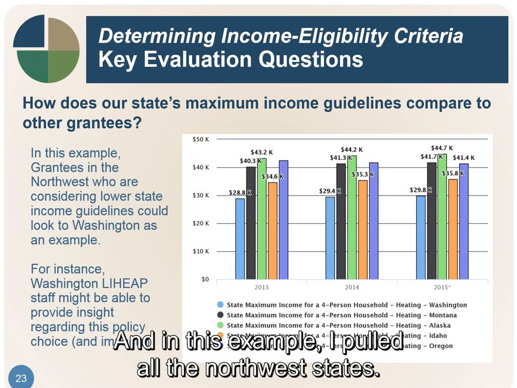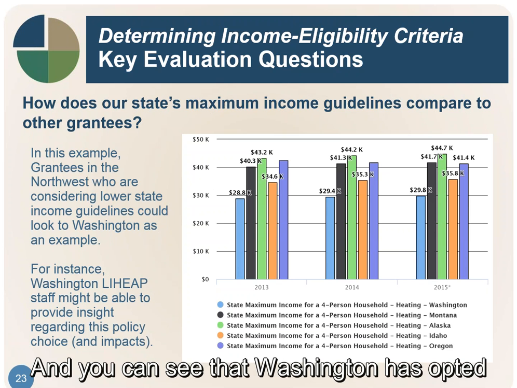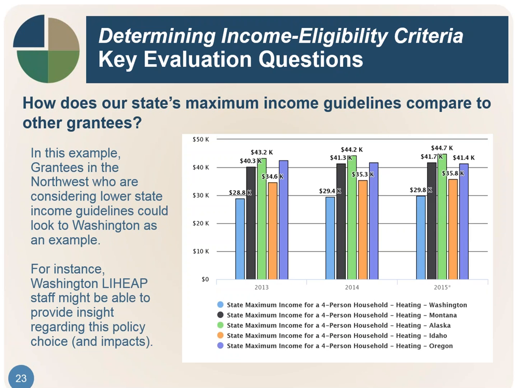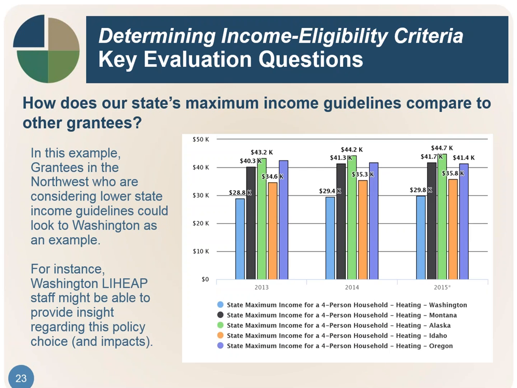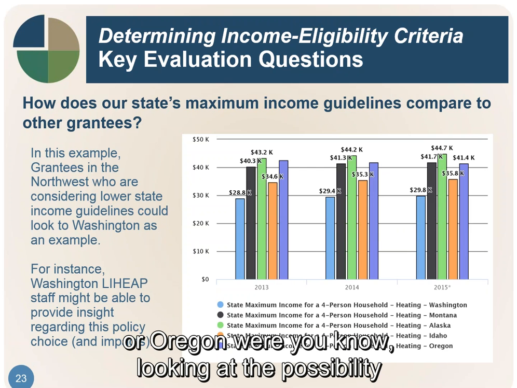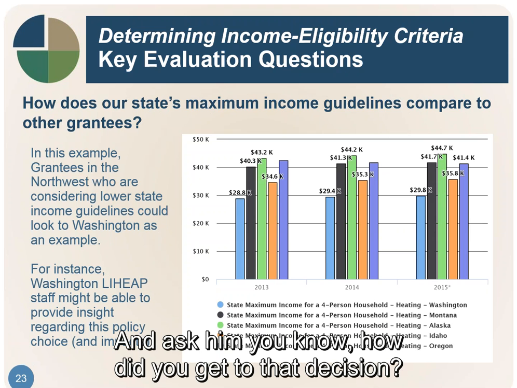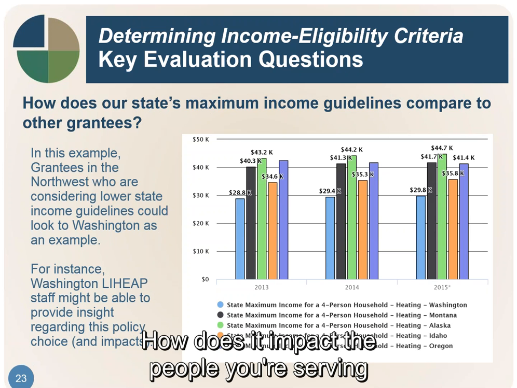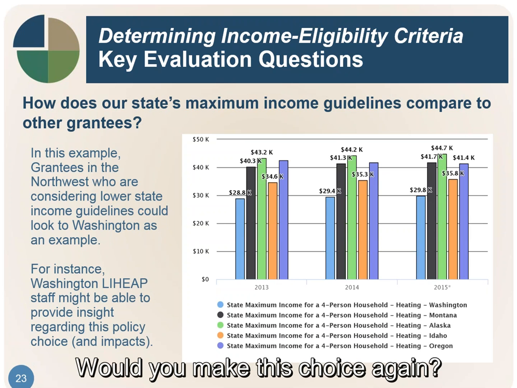In this example, I pulled some of the Northwest states. You can see that Washington has opted to use a lower maximum income guideline. So if Montana or Alaska or Idaho or Oregon were looking at the possibility of lowering that, they could turn to Cecil in Washington, no pressure on Cecil, and ask him, how did you get to that decision? How does it impact the people you're serving or your design? Would you make this choice again? And so on.